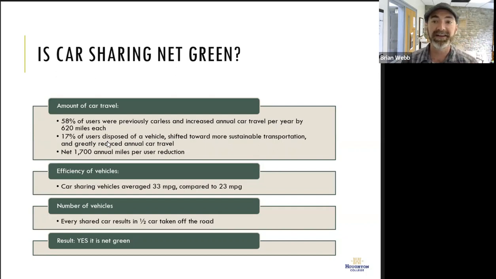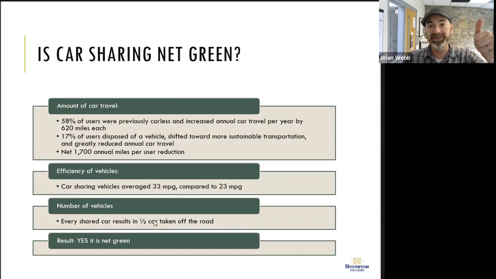So taken together, they found a net 1,700 annual miles per user reduction. So altogether, yes, indeed, car sharing resulted in fewer miles being driven. Even though there are some, in fact, more than half, increased their mileage, those that reduced a whole lot. So that was significant. Plus, car sharing vehicles tended to have better gas mileage than regular vehicles. And the result was that for every shared car, about a half a car was taken off the road.